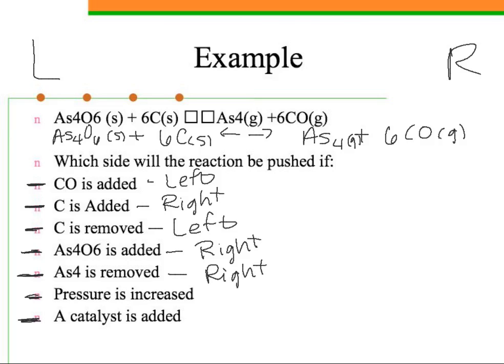If we increase the pressure, the side with the fewest gas molecules will be favored. Since there's no gas molecules on the left, that's the side that will be favored. There's 7 gas molecules on the right. So if we increase the pressure, 0 is less than 7, the reaction shifts to the left. Last, catalyst, no change. Trick question. And there's our Le Chatelier notes.